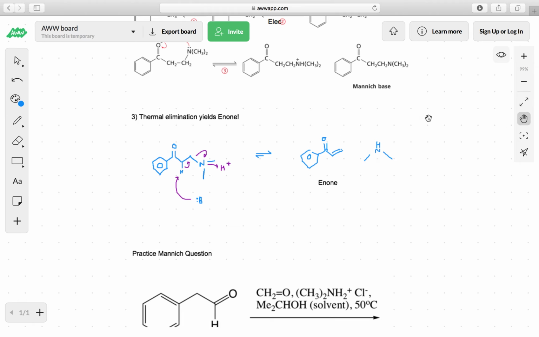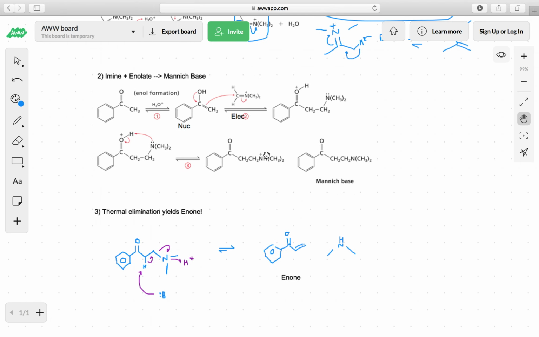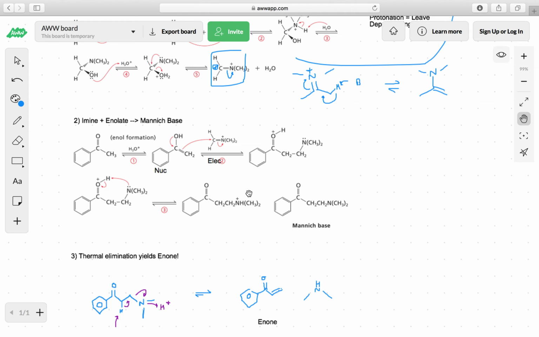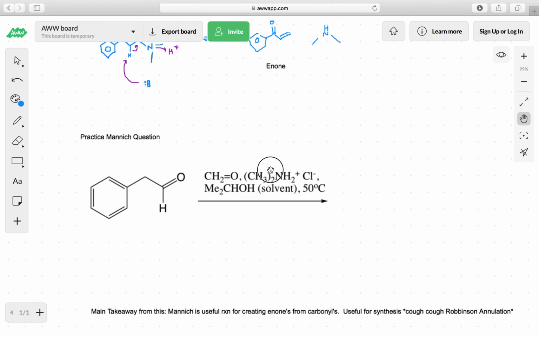So if you know that the thermal elimination of a Mannich base yields an enone, this will be easy for you to do in your head instead of working through the entire mechanism. But this is just the premise of the Mannich reaction. So let's do a practice problem now.